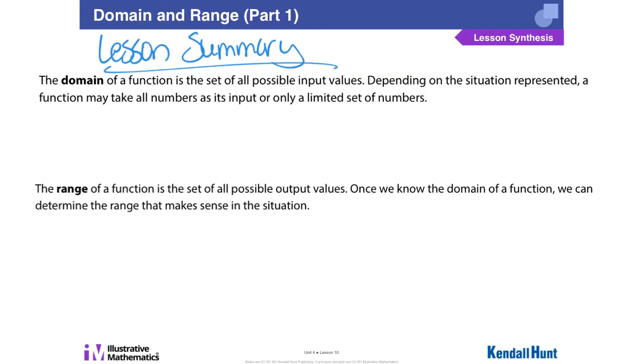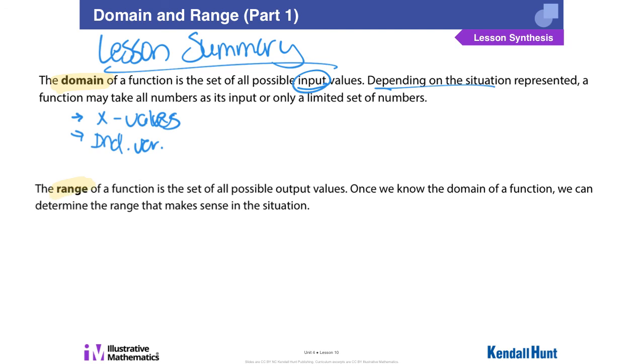In your lesson summary, you have 2 important bold words with definitions. First is the domain of a function, and it's going to be the set of all the possible input values. Those are your possible x values, and we can also think of them as your independent variables. And we're just looking at what are all the possible values. Depending on the situation, it's going to be different. It could be all the numbers, it could be just whole numbers, it could be all the numbers that are greater than 0. So depending on the situation, the domain is going to be different.